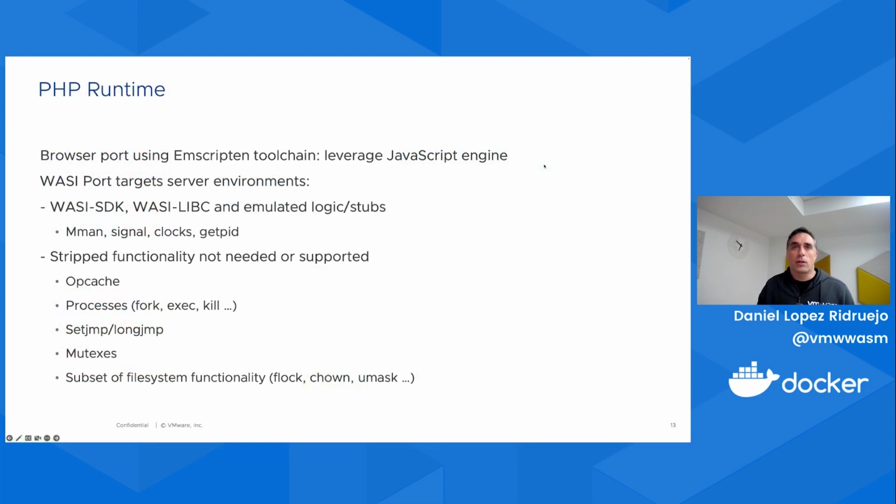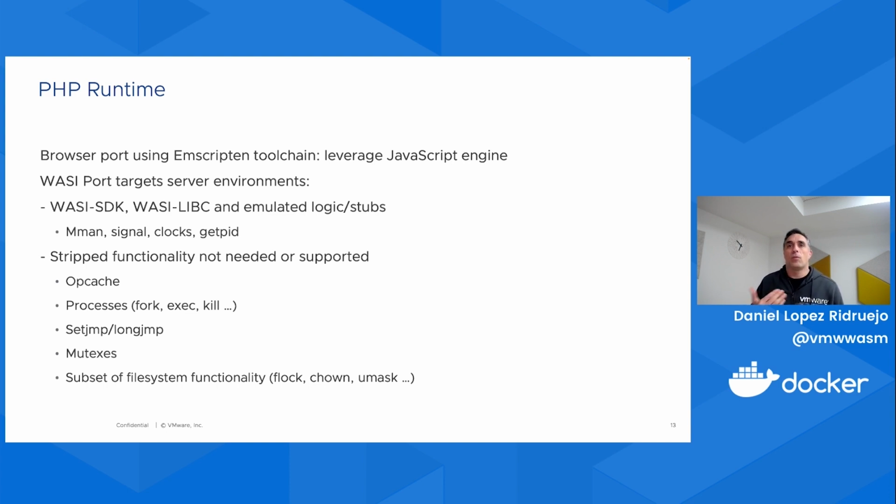As part of the work that we did in Wasm Labs, we ported the PHP runtime to WebAssembly. There were already ports of WebAssembly to the browser using a toolchain called Emscripten. This toolchain leverages JavaScript functionality that you can find in the browser to emulate or provide networking and provide a lot of the things that are expected from a POSIX environment. The WebAssembly system interface port that we are contributing back is focused on server environments.